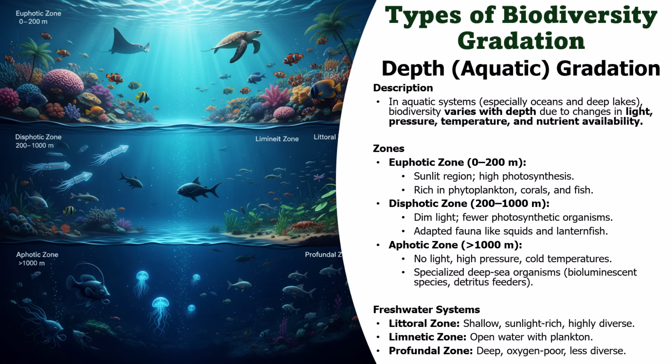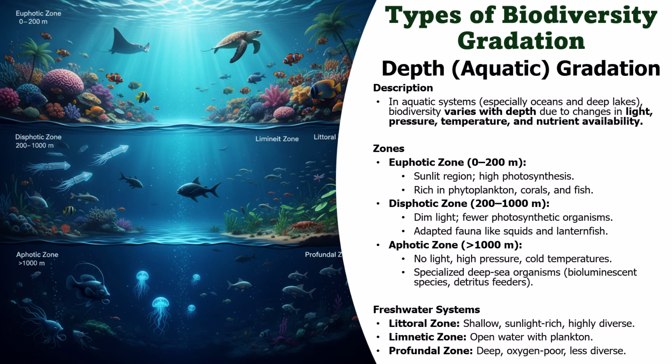Depth or aquatic gradation describes how biodiversity in aquatic ecosystems such as oceans, seas, and deep lakes changes with increasing depth. These variations arise primarily from differences in light penetration, temperature, water pressure, and nutrient availability. The euphotic zone, that is from 0 to 200 meters, is the sunlit layer where photosynthesis thrives, supporting diverse life forms like phytoplankton, corals, and fishes.